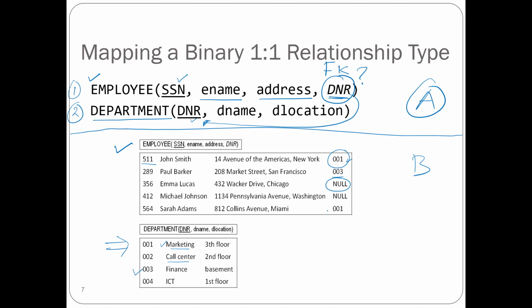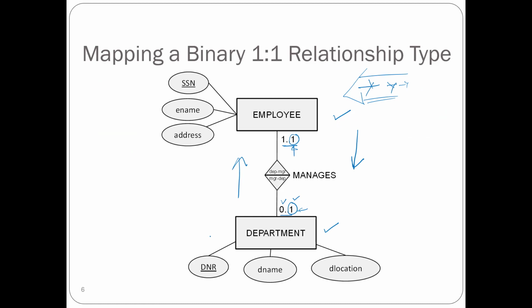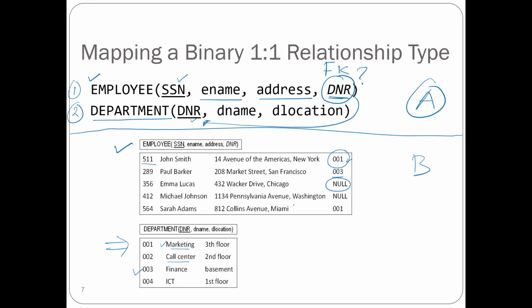That's fine, right? Our diagram, let me take you back here, allows this, right? It says that an employee can manage zero departments, and at max it can manage one department, right? An employee cannot manage more than one department. That's what we need in accordance with our diagram.